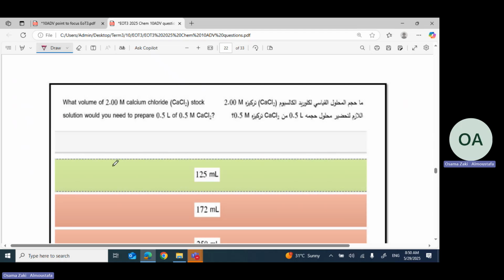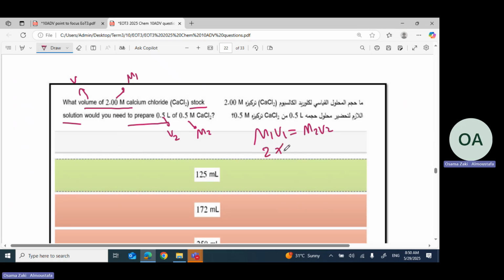This is about the diluting. Okay. So what's the volume? What volume? So we need V1. This is M1, the stock solution. Look, this is the concentrated solution. You need to prepare this V2. This is M2. So the formula for diluting a stock solution is M1 V1 equals M2 V2.